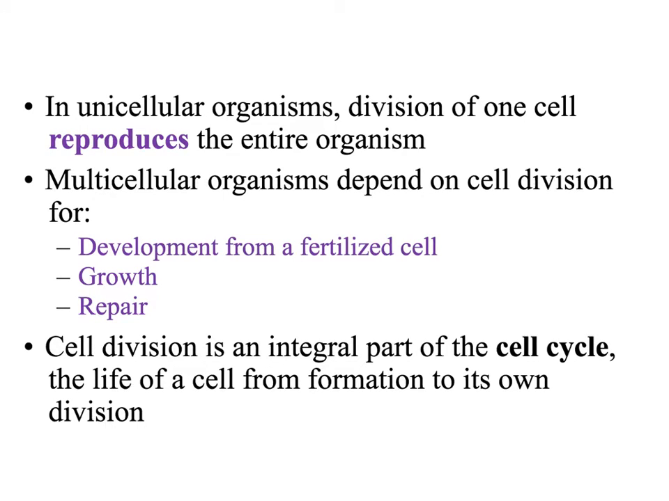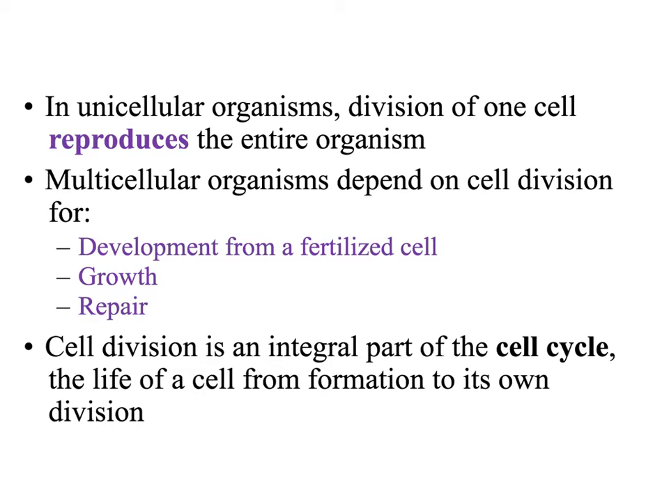What are the differences of cell division for unicellular and multicellular organisms? For unicellular organisms like Amoeba, Paramecium, bacteria, cell division means reproduction, because one organism turns into two organisms. But for multicellular organisms like humans, animals, plants, cell division means development from a fertilized cell. What is a fertilized cell? A fertilized cell is the zygote. It also means growth, or repair.